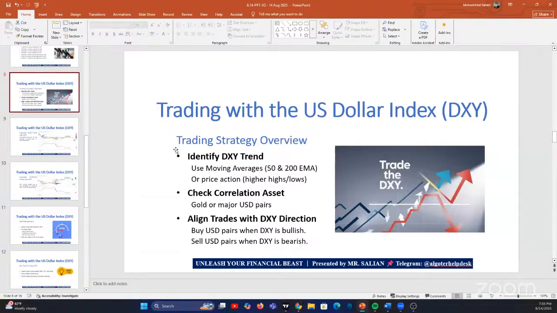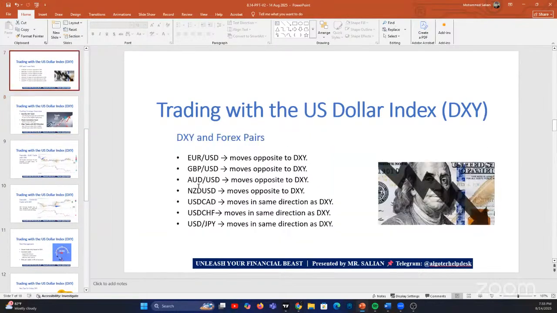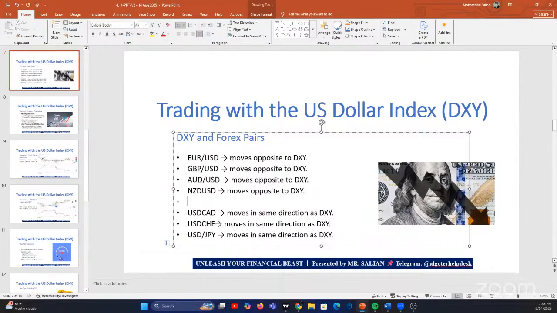So now we have the moving averages, 50 and 200. So buy USD pairs when DXY is bullish, sell USD pairs when DXY is bearish. Okay. And you can all know the moves here. For example, these four major pairs will move opposite to the DXY, including gold. You can always include gold here, XAUUSD.